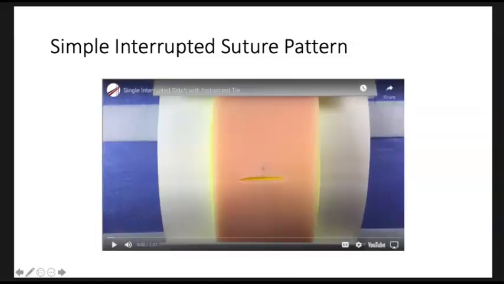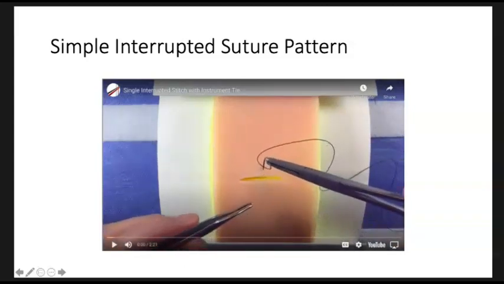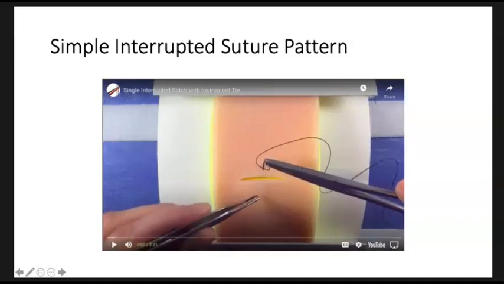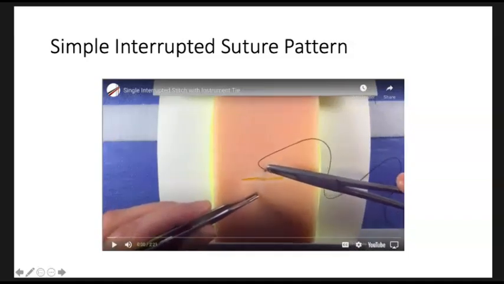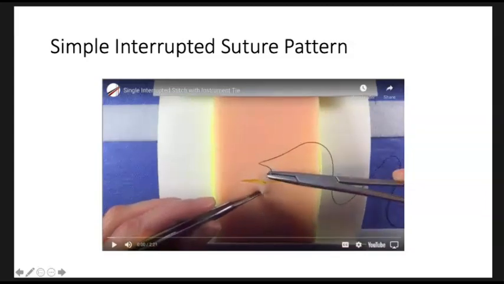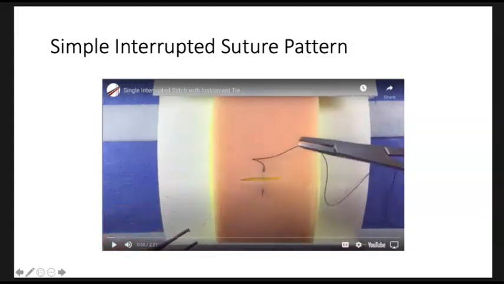In this video, we will demonstrate a single interrupted stitch with an instrument tie. To perform a simple interrupted stitch, cock your wrist back and position the needle perpendicular to the skin. Drive the needle into the skin and turn your wrist and let the curve of the needle do the work.